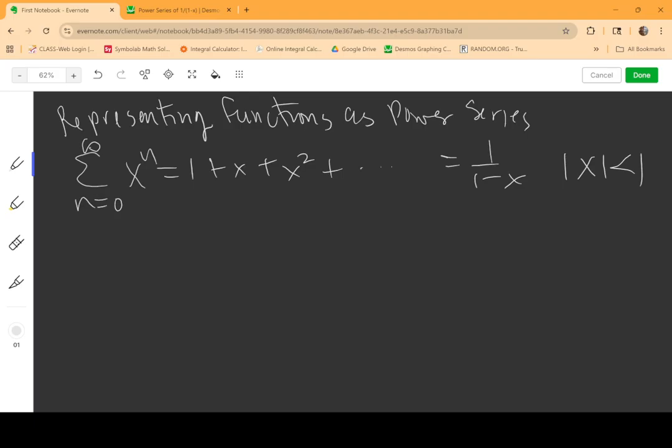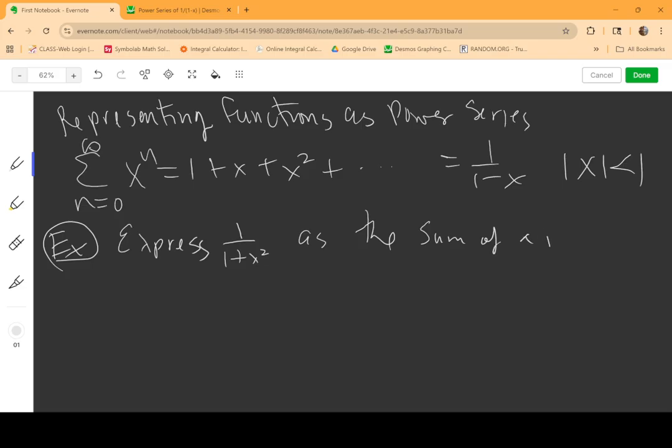All right, so here my goal is going to be... So in this example, I want to express 1 over 1 plus x squared as the sum of a power series, and find the interval of convergence.